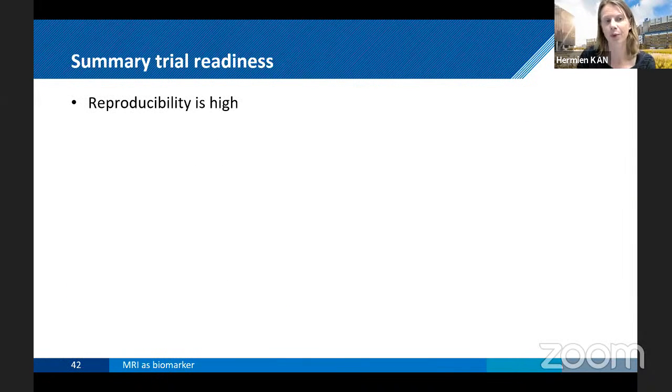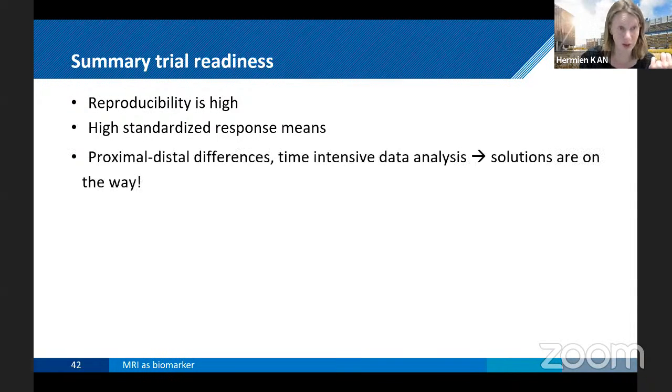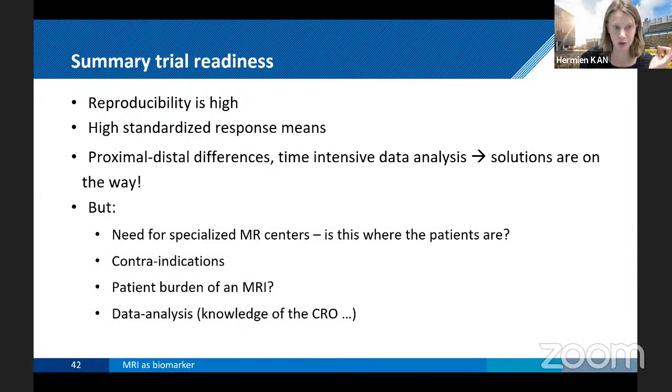So in summary, for the trial readiness, the reproducibility in a very well quality controlled system is quite high. The standardized response means that we measure are also high. There are proximal distal differences and there's time-intensive data analysis. However, solutions for this are on the way. There's still some caveats. So there's a need for specialized MR centers, and these specialized MR centers are not necessarily the place where the patients are. So there are different views on this, whether you should train all the centers or move the patients. So the jury is still out on that one.